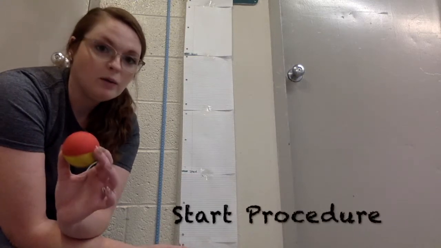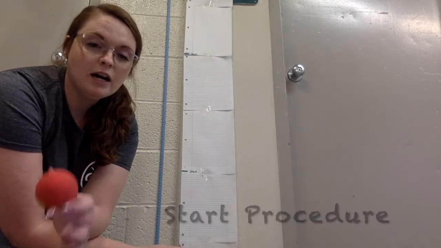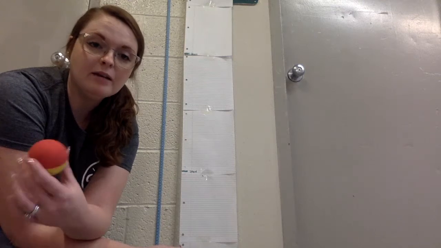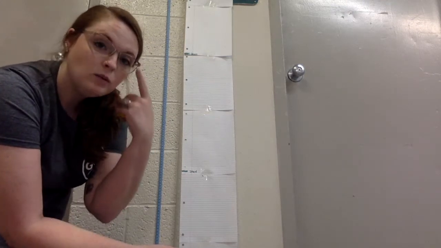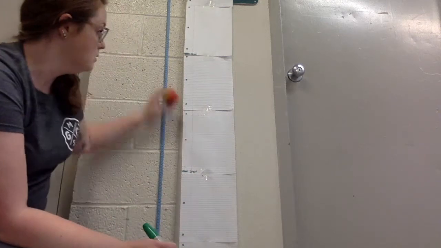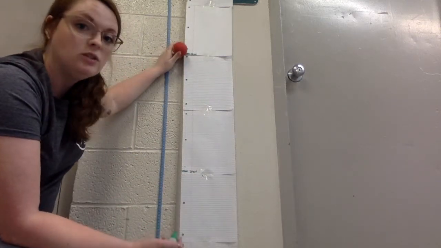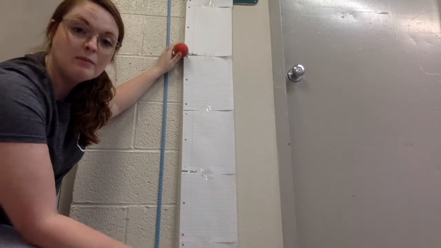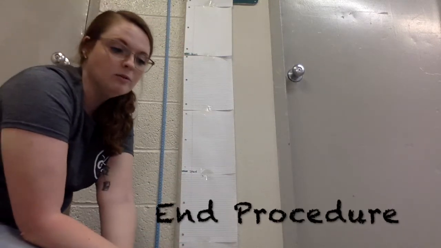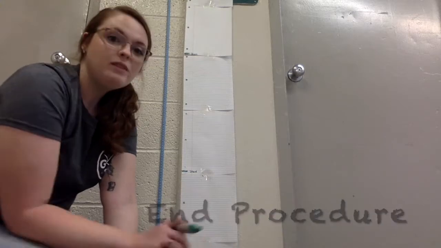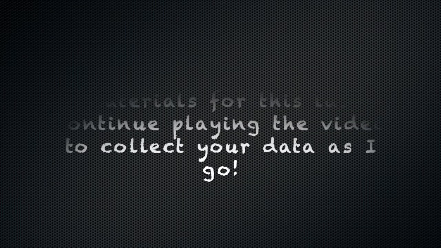So we're going to take this ball and we're going to start by dropping it 5 times from 50 centimeters and measuring how high it bounces, so how far it bounces back up. And then once we have all 5 of those trials, we are going to move up to 100 centimeters, do the same thing, drop it 5 times, see how high it bounces, and then we'll move up to 150 centimeters. So we've got a little ways to go, but stick with me.